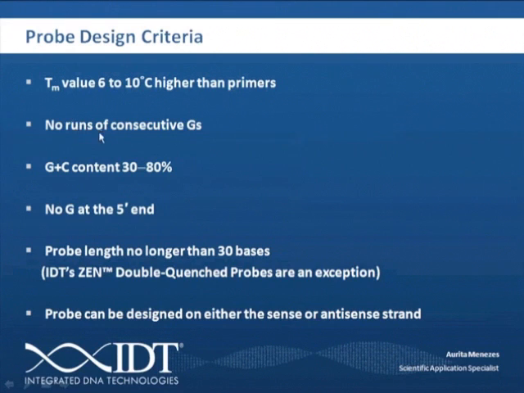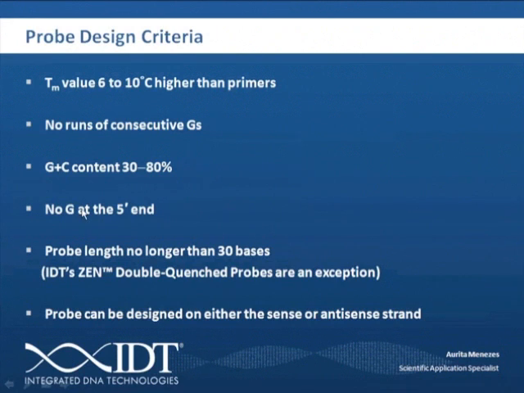As earlier, you do not want runs of consecutive Gs, and you would like GC content to be between 30 to 80% for the same reasons as your primers. Another important thing to keep in mind is you would want to avoid having a G at the 5' end of your probe.